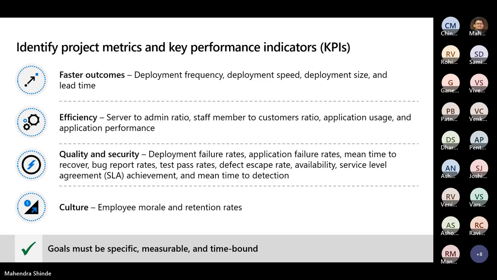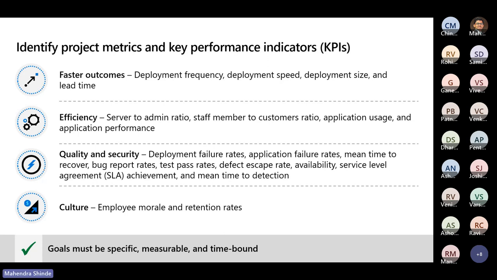Bug report rate, test pass rate, defect escape rate. What is defect escape rate? When you did internal testing, there were no defects. But when the application was put into the production environment, there you got the defect. This is called defect escape. It means you were supposed to catch all the defects in the testing phase, but you did not catch them, and you caught them later when it went to production. This is called defect escape rate.